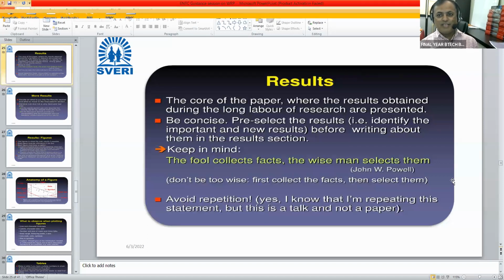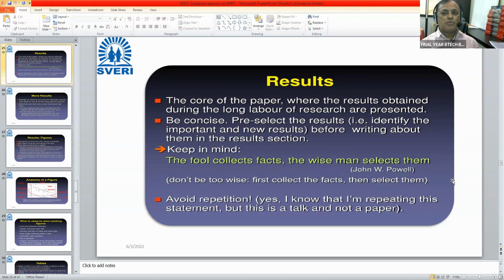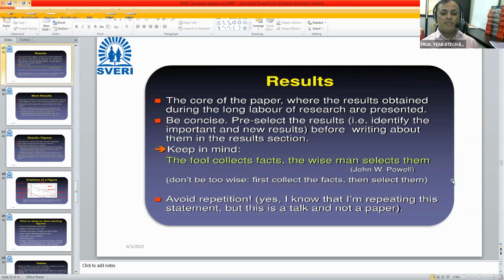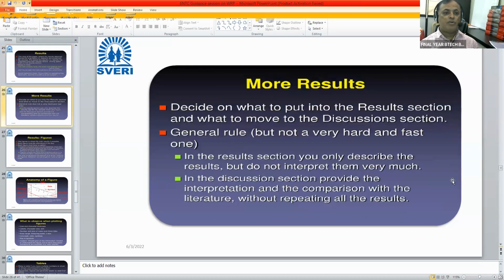Okay, so these are the lines which are interesting enough to understand. Avoid repetition. Yes, I know that I'm repeating this statement, but this is a talk and not a paper. In talking, you can continuously repeat things, but not in a paper. That is not possible.